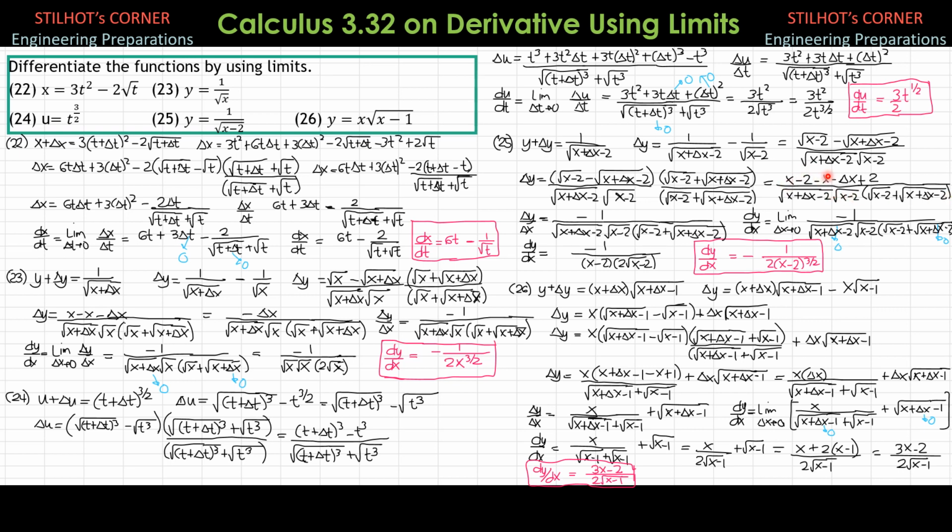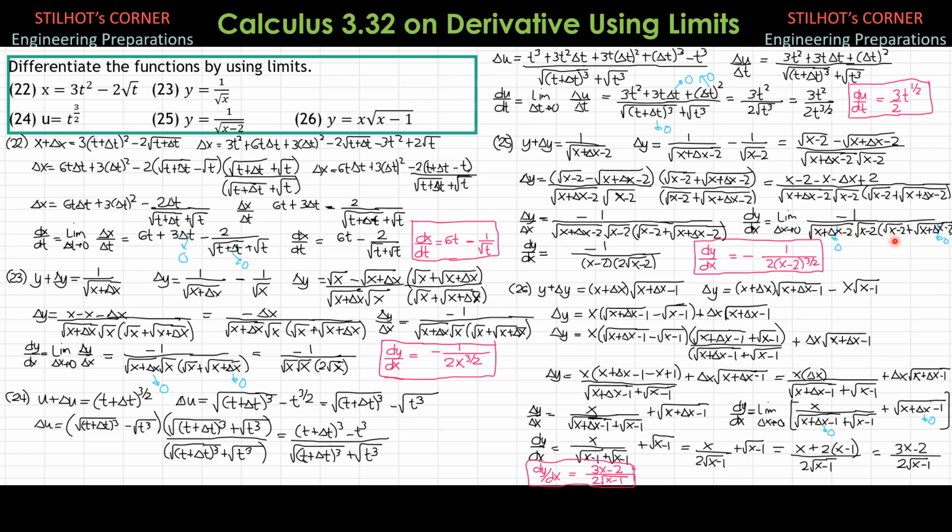Cancel x, negative 2, 2. What remains in the numerator is negative delta x. Divide everything by delta x, so delta y over delta x is negative 1 over the denominator. So dy/dx is equal to the limit of delta y over delta x as delta x approaches 0, and this is delta y over delta x.